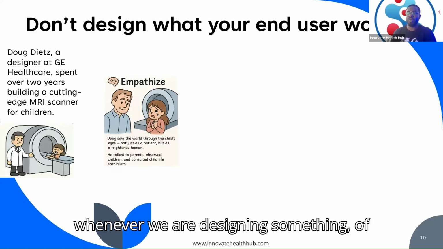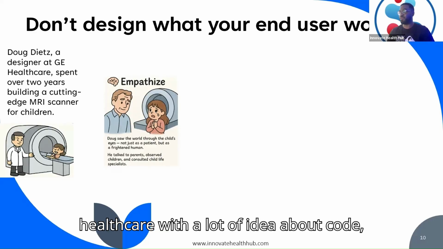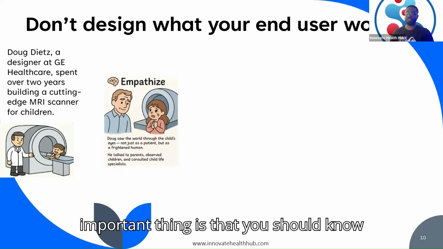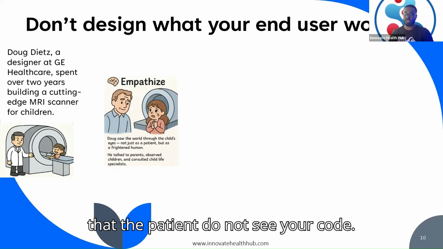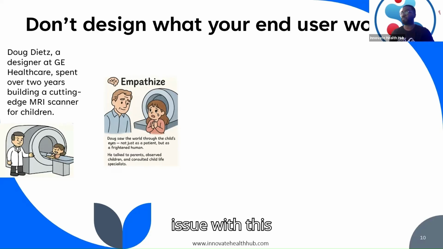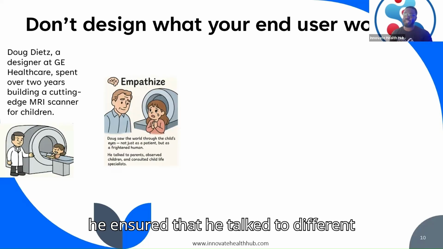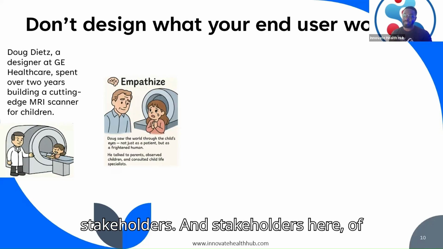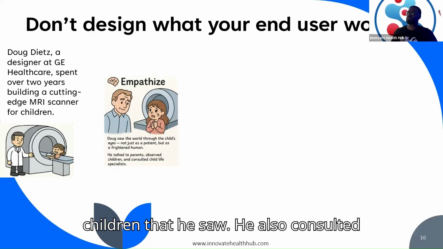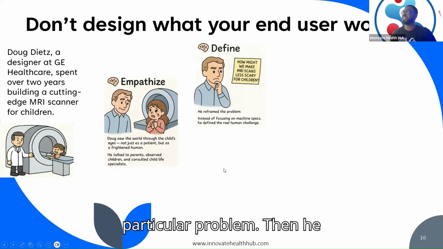Whenever we are designing something, you might be an IT person working in healthcare with a lot of ideas about code, which is interesting. But the most important thing is that the patient does not see your code. What they see is the end product that they interface with. And this was the issue with this particular design. So in empathizing, he talked to different stakeholders, which include parents, and observed children. He also consulted some specialists to solve this problem. Then he moved to the next phase.